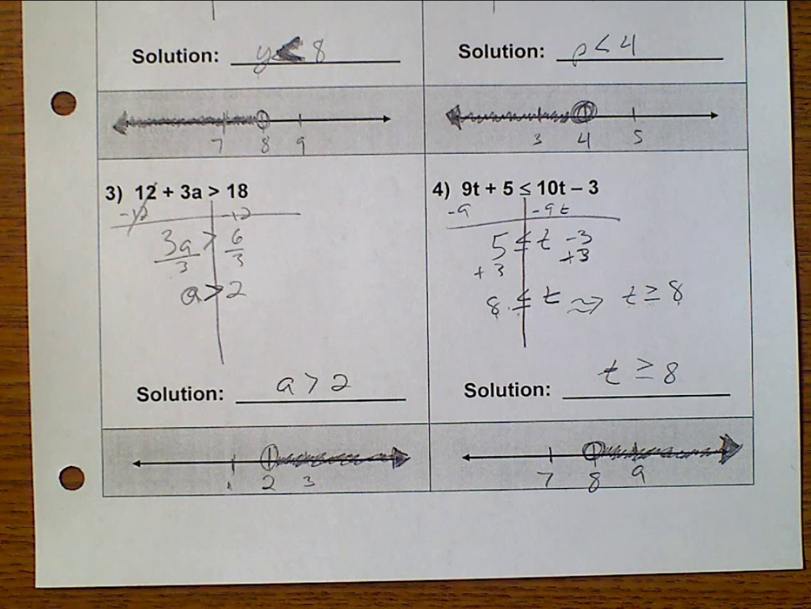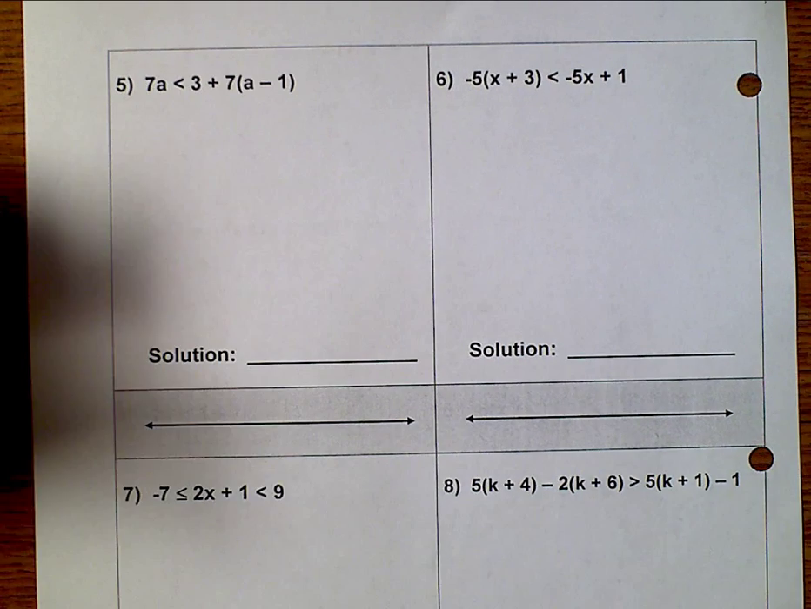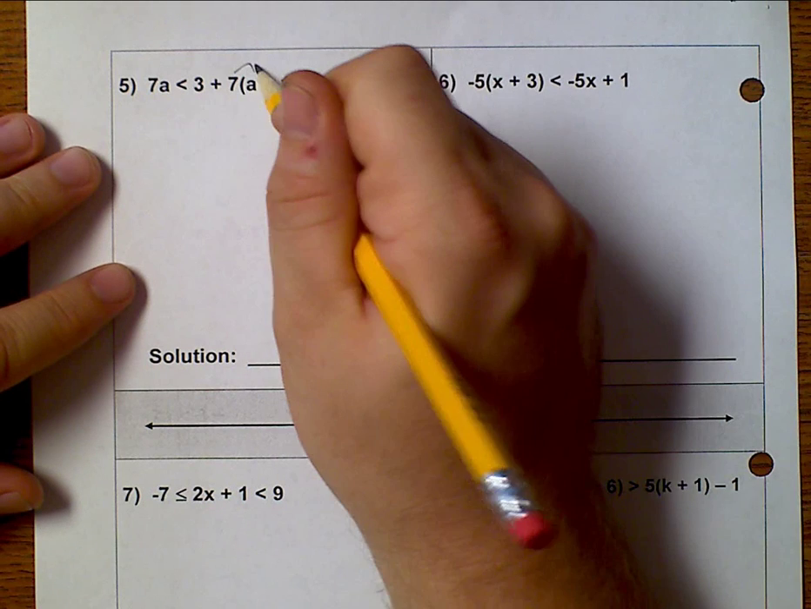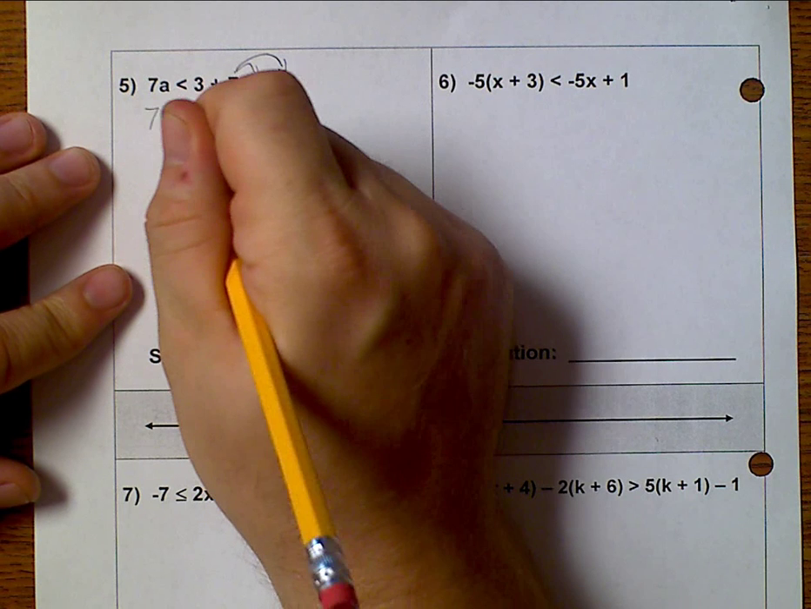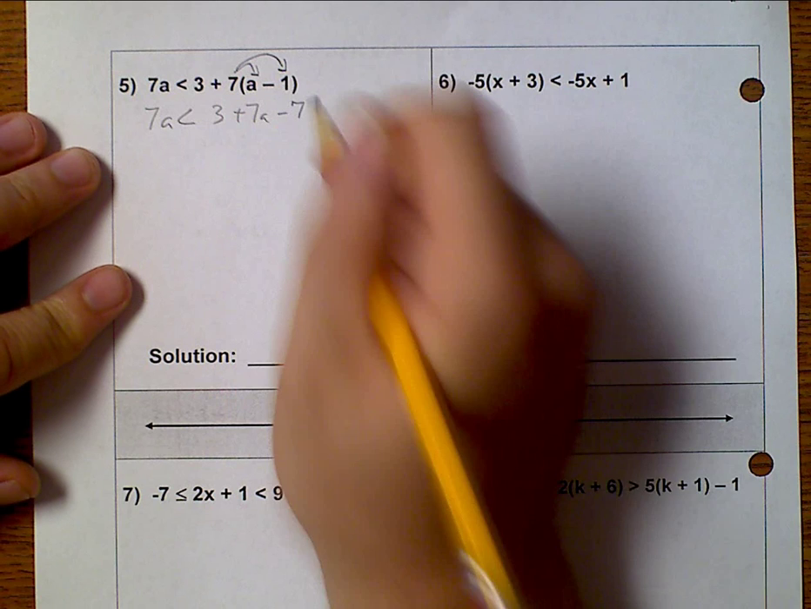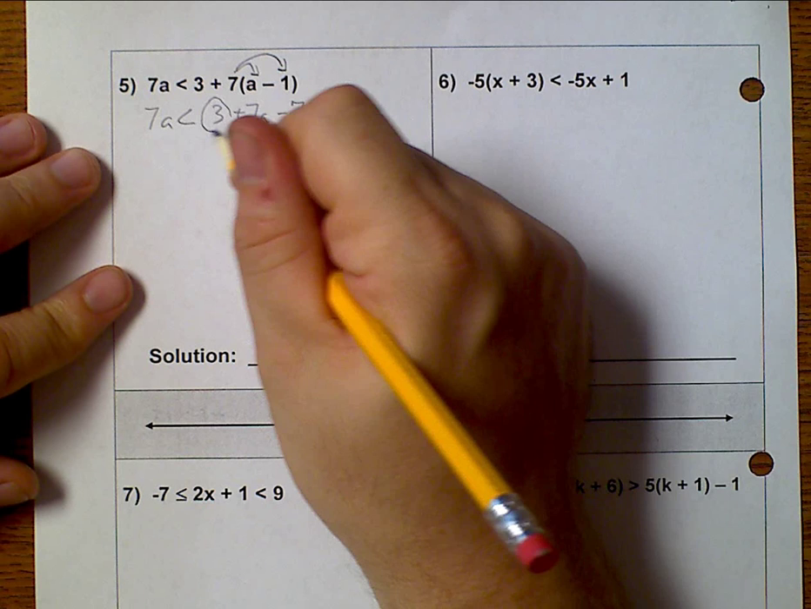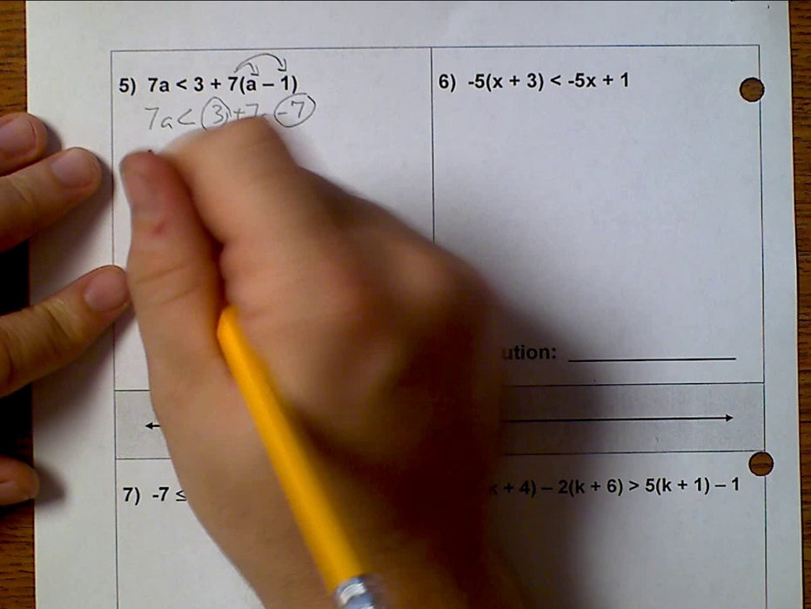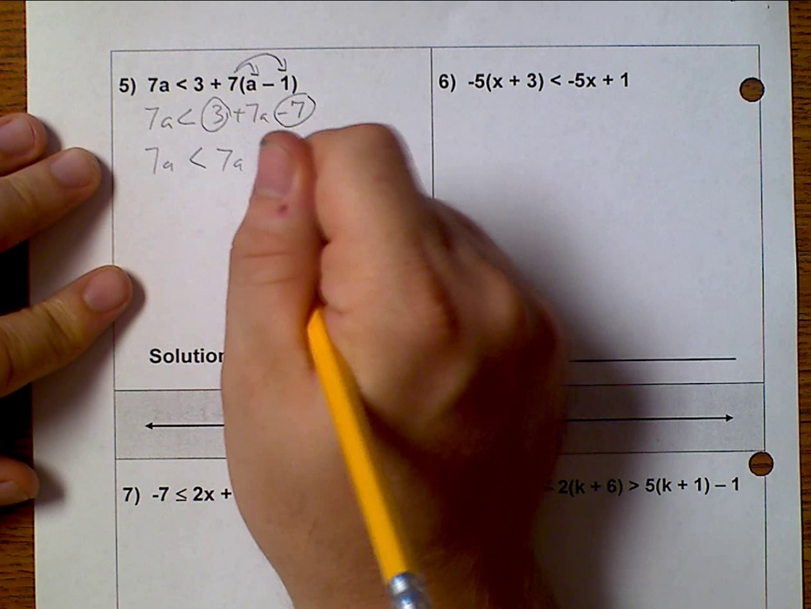And I get my answer. Moving on to example number 5. Here we've got a multi-step equation that's going to start us off with a distributive property. And I get that 7a is less than 3 plus 7a minus 7. Now we combine some similar terms. 3 minus 7. I get 7a is less than 7a minus 4.